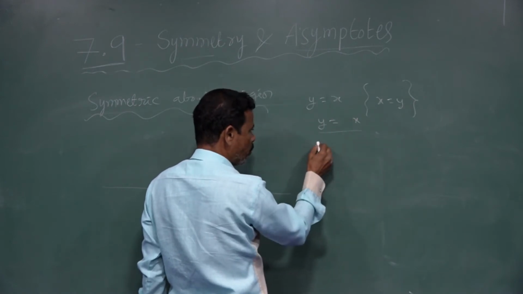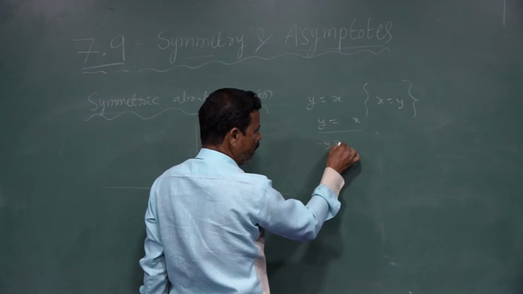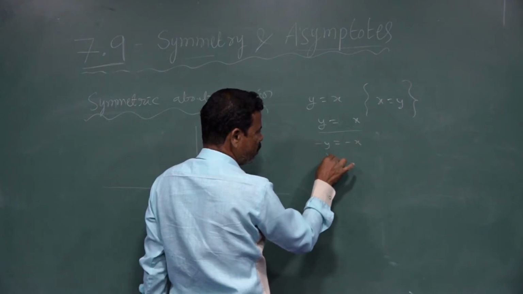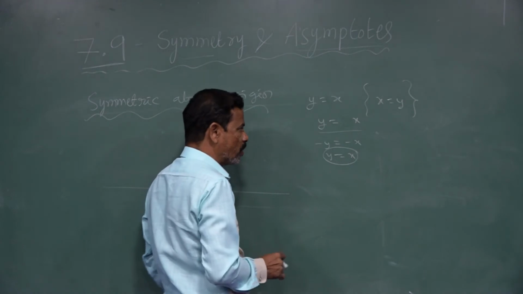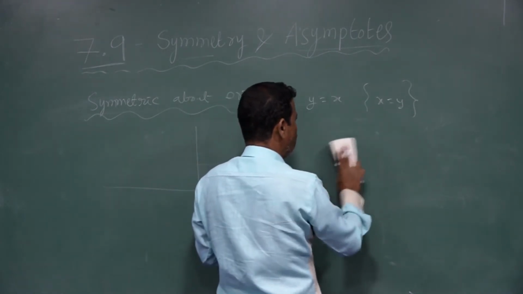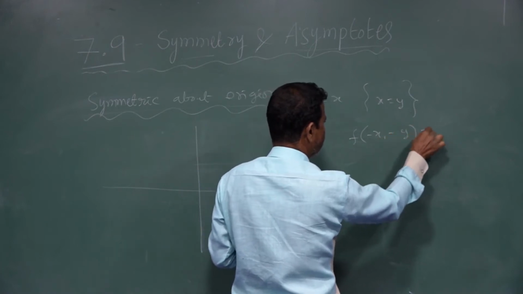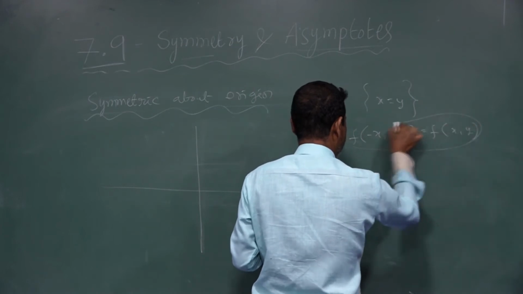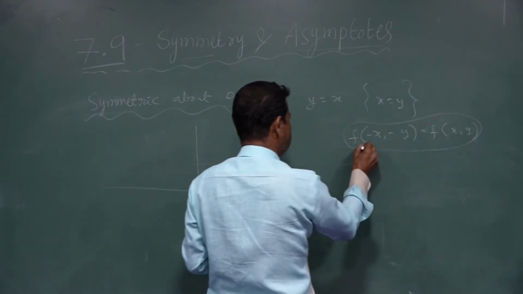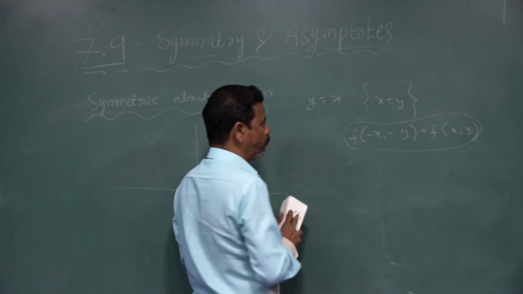In this, substitute minus y instead of y and minus x instead of x. So y is equal to x, and this equation does not change. So what is the principle actually? f of (minus x, minus y) is equal to f of (x, y). If this condition is satisfied, the curve is symmetric about the origin.